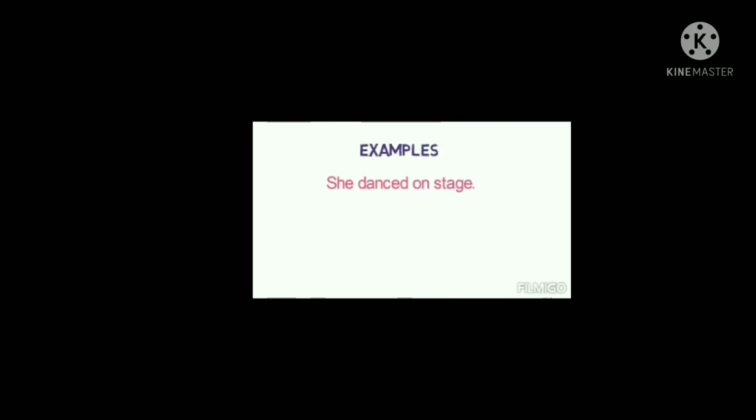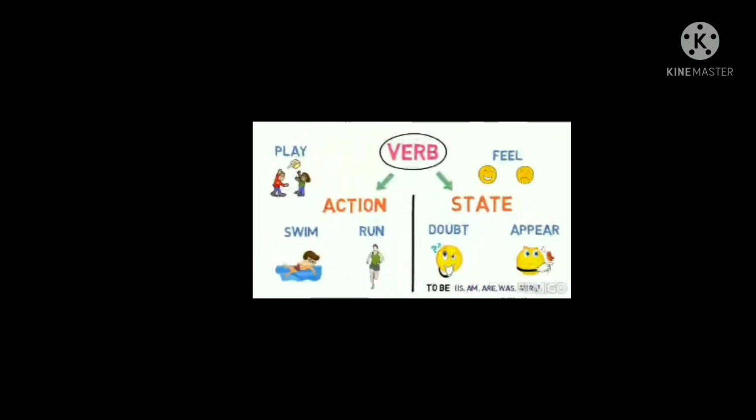She danced on stage. Here the word danced is an action verb. Jaipur is the pink city of India. Here is is the stative verb. He feels happy today. Here feels is the stative verb. So, a verb is a word used to express an action or state of a subject.